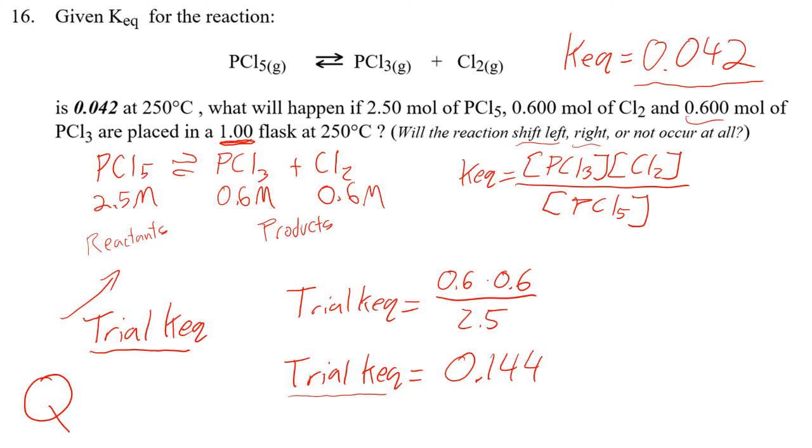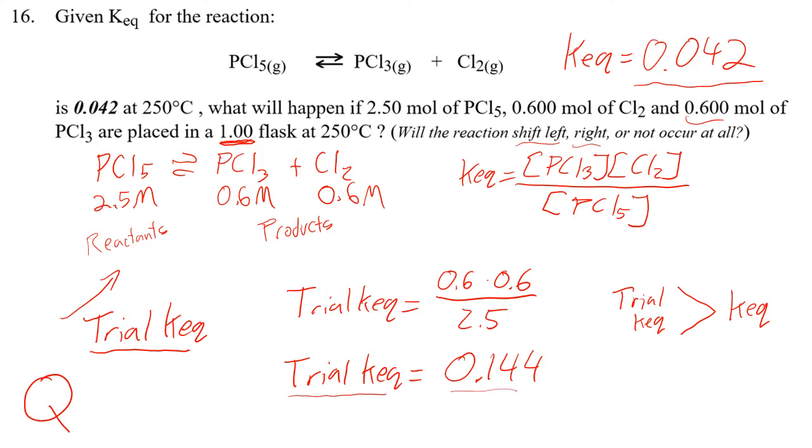Okay, now as we can see, our trial KEQ is bigger than our real KEQ. So in other words, what this is trying to say is that our trial KEQ needs to become a smaller number in order to reach KEQ. This needs to become smaller.